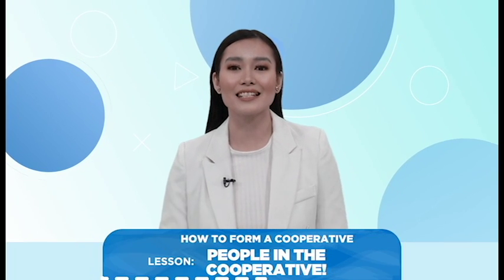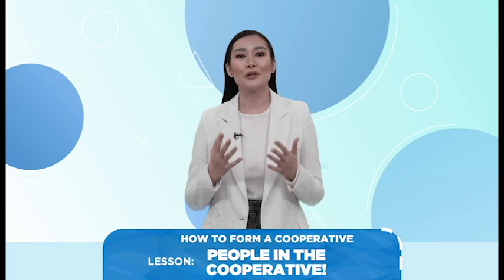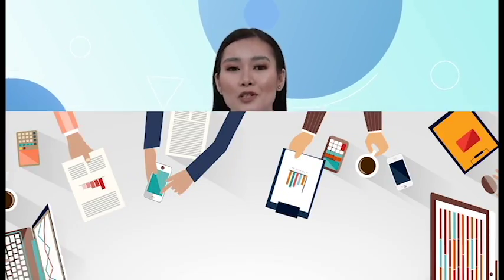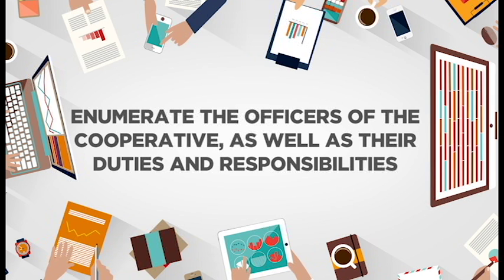You have learned in the previous lesson how a cooperative is formed. Let us now discuss the people who make up the cooperative. In this lesson, you will find out about the people and the different groups that make the cooperative work. After studying this lesson, you should be able to name the committees that form the cooperative and their functions, and enumerate the officers of the cooperative as well as their duties and responsibilities.